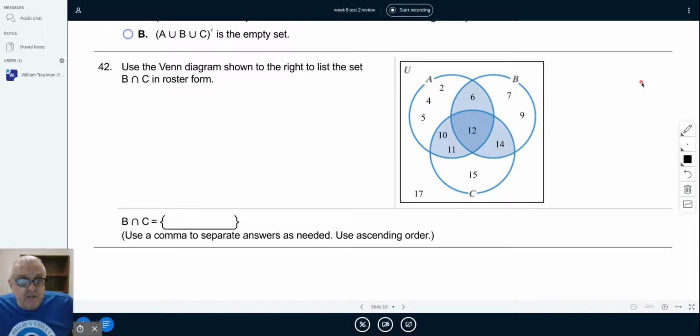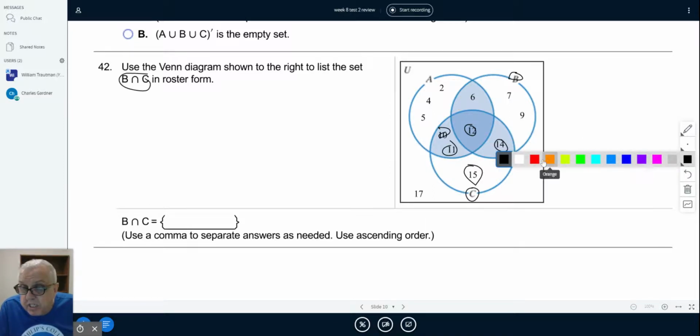Use the Venn diagram on your list to find what's in common with B and C. That's it. Look, here's B. This is circle B. This is circle C. What's in common with B and C? Do you see? These are all the numbers in C. If you look at circle C, these are all the numbers in C.